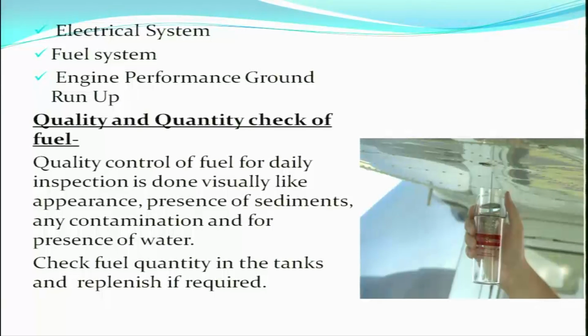Now, the quality and quantity of fuel. The quality control of the fuel for daily inspection is done visually, like appearance, presence of sediments, any contamination, and for presence of water. So, in the figure you can see a fuel sample is being taken from the drain points in the wing. So, in this sample, the presence of sediments, any contamination is checked, the presence of water is checked. The presence of water is checked with the help of a water finding paste. The water finding paste is applied, and in case the water finding paste becomes pinkish in color, that means your fuel sample has got water in it.